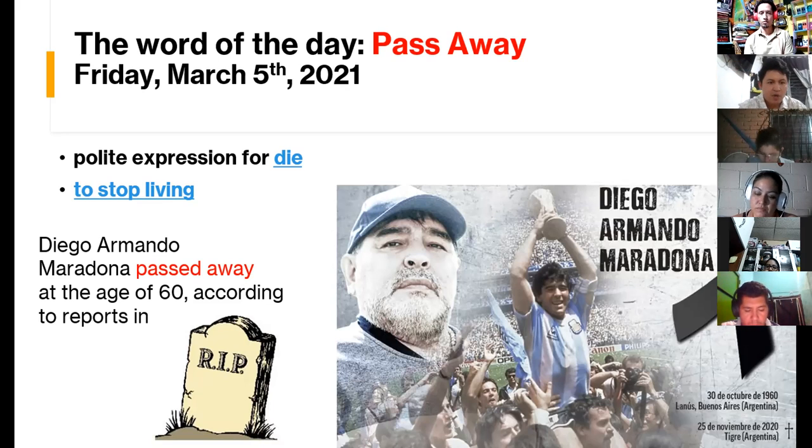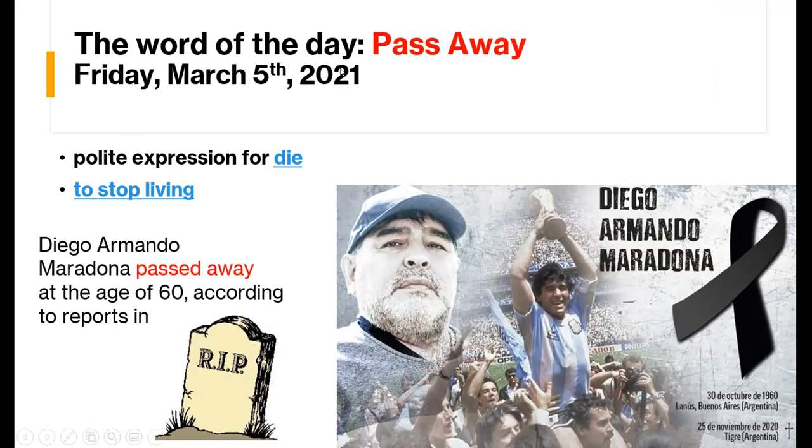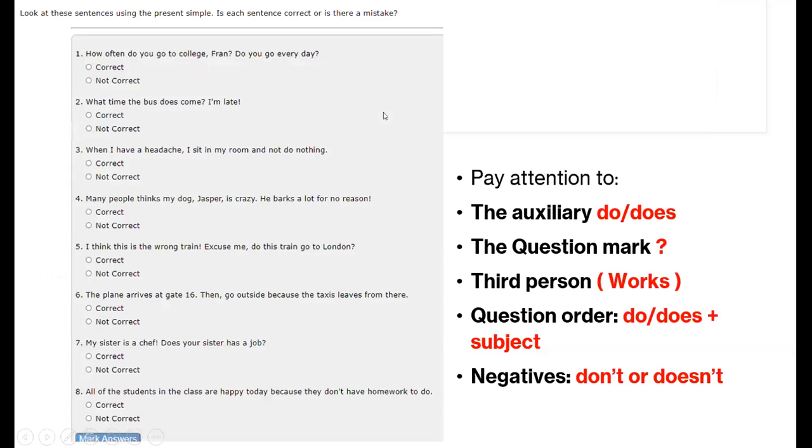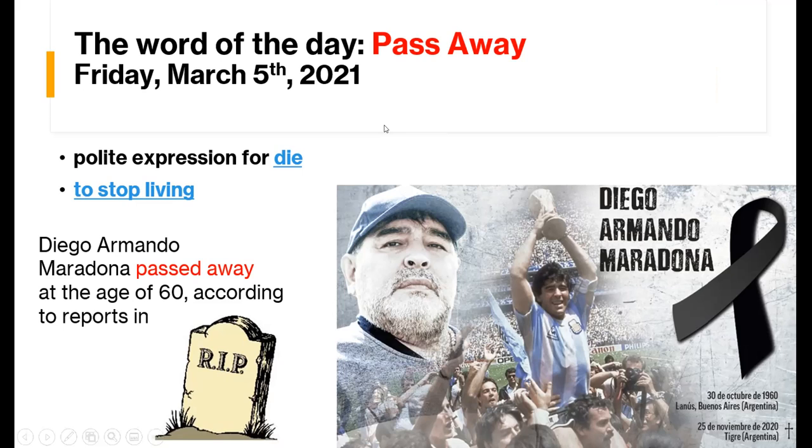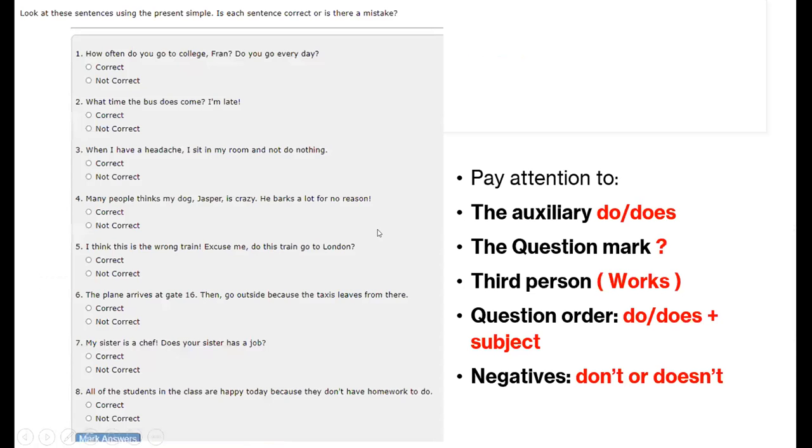So that's why over here we have RIP, which means rest in peace, all right? RIP in there. Let me just minimize this. Okay. All right, so let's continue here first. And that's why people, you know, use this ribbon, right? Este listón, right? This black ribbon showing that somebody passed away in there.